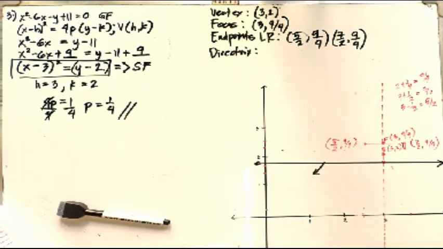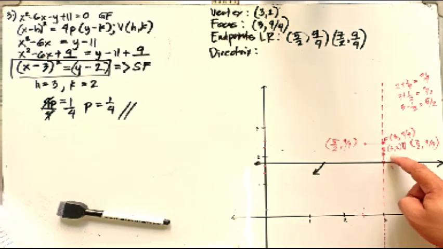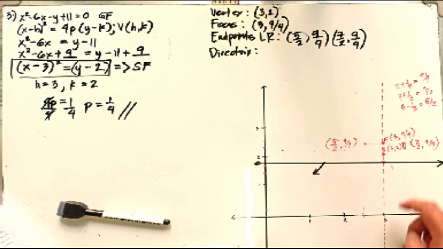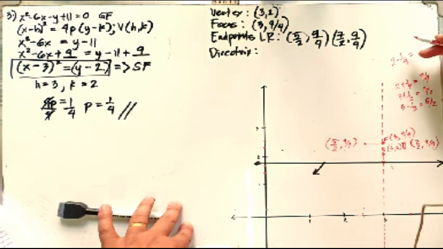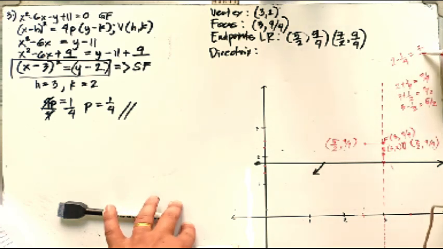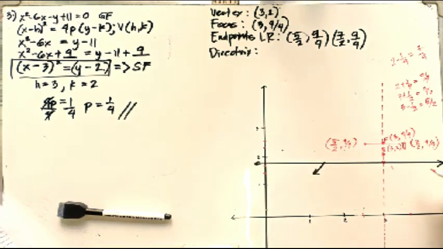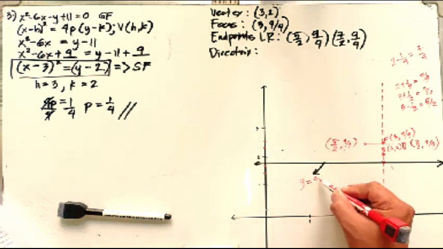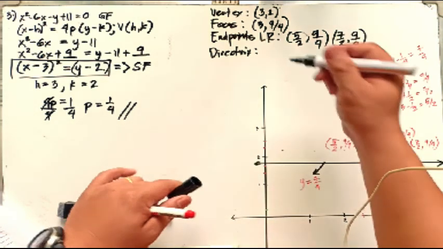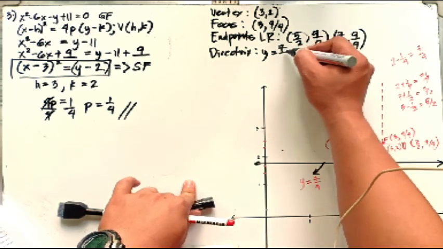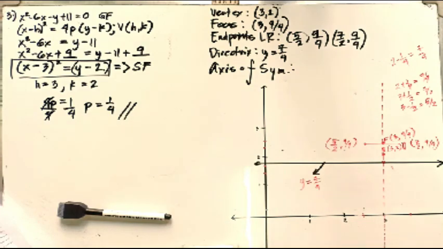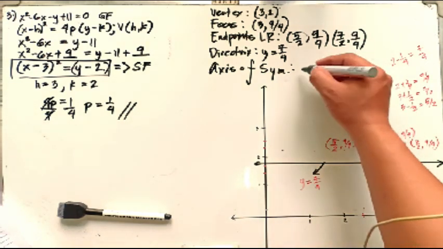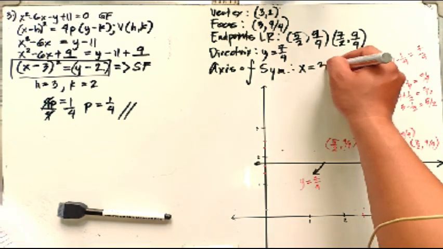So what is the equation of this line? Since we moved 1/4 unit downward from this 2, we need to subtract 1/4 from 2, and that would be 7/4. So the equation of the directrix is y equals 7/4. Let's rewrite that here to summarize the important details about the parabola. How about the axis of symmetry? The axis of symmetry is the line that passes through the vertex and your focus. And what is this line? The line that passes through this 3. Therefore, your axis of symmetry is x equals positive 3.